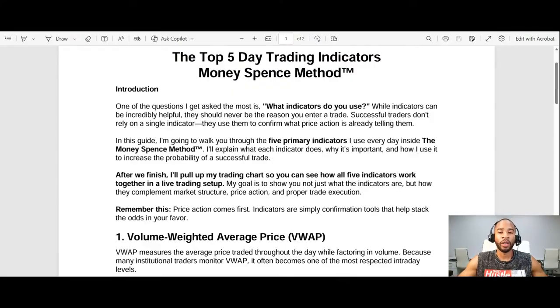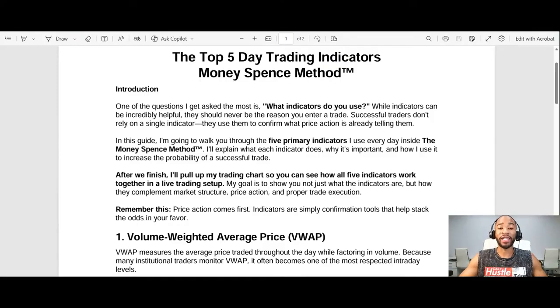We're going to cover a quick PDF and then we're going to transition into the chart so you all can see the top 5 indicators in real time. But I want to break down each indicator so you can have a deeper understanding of it.